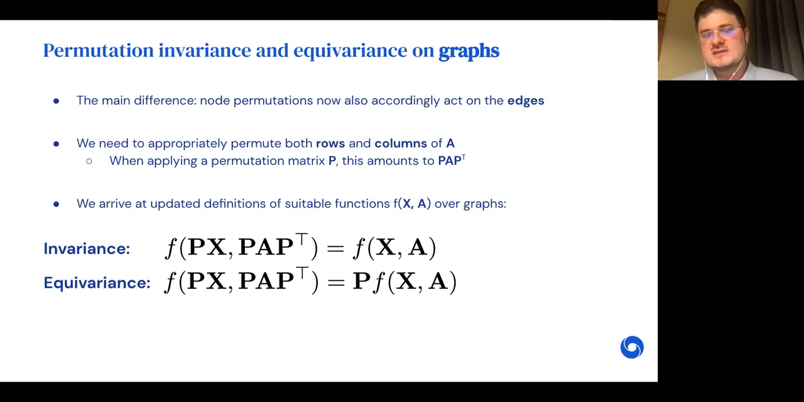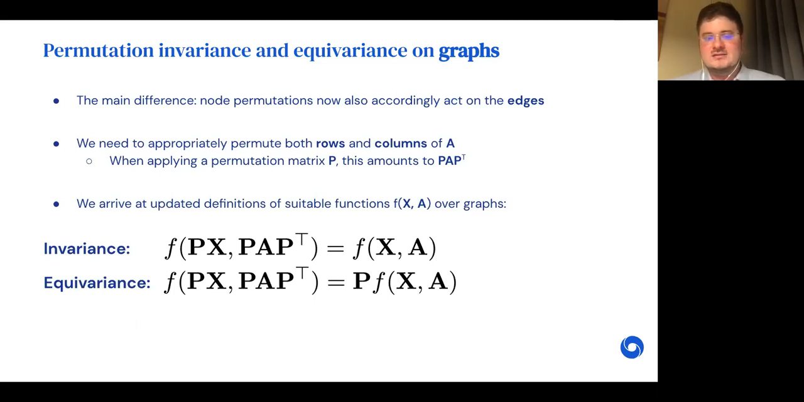The only difference is that now, because graphs have a non-trivial domain part in their edges, the edges must also be an input to the function. As a result, whenever you permute the nodes, you must also appropriately permute the edges. Since the adjacency matrix is an n by n matrix, and both the rows and the columns correspond to the nodes, whenever you apply a permutation matrix P to the nodes, you must also apply it to the rows and the columns of the matrix A, giving you this convenient form of PAP transposed, which is the effect of applying a permutation to the adjacency structure.